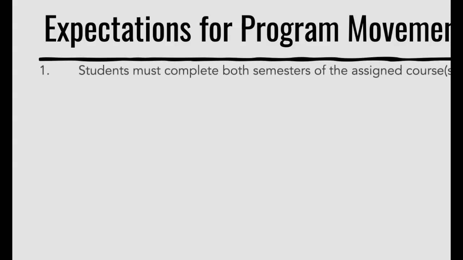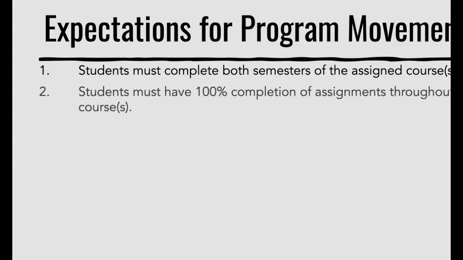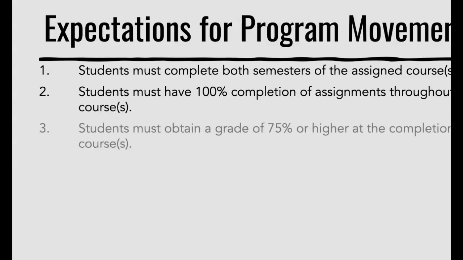All right, so next up here are expectations for program movement, right? There are 4 expectations that we have. First, students must complete both semesters of their assigned course or courses, depending on if you are a sophomore or junior. We'll talk more about that on the next slide. Students must have 100% completion of all assignments that are given to them throughout the course, right? So really trying to emphasize here completion and hard work.